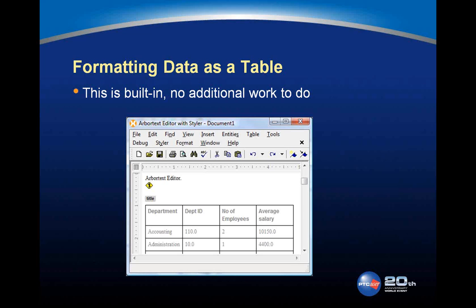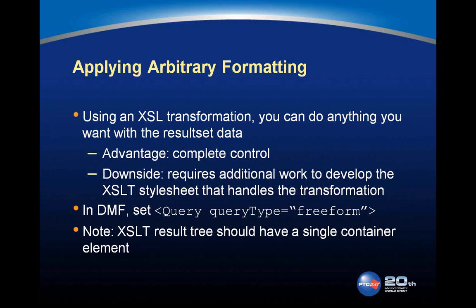Okay, so formatting it as a table is nice and straightforward. You just say, give me a table, you tell it what your table model is, and you're done. Okay, with the XSL, anything you can do with an XSL transformation, you can do with your result set. So, you have a whole lot of control there. Of course, it needs a little bit more development work to set up the style sheet that spits out the format you want, but you always have that trade-off, right?